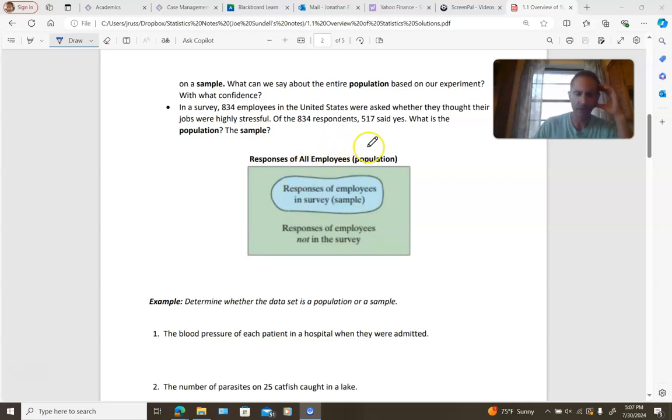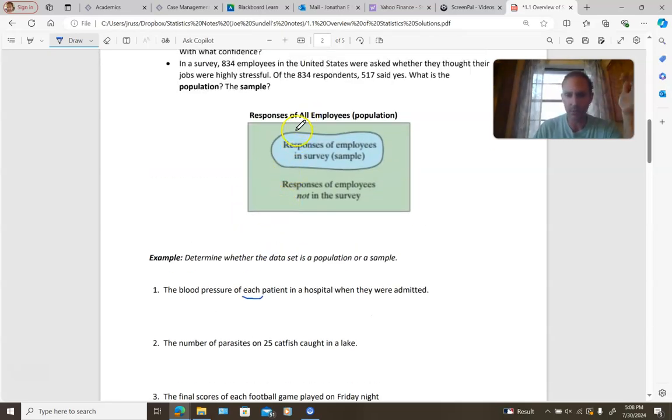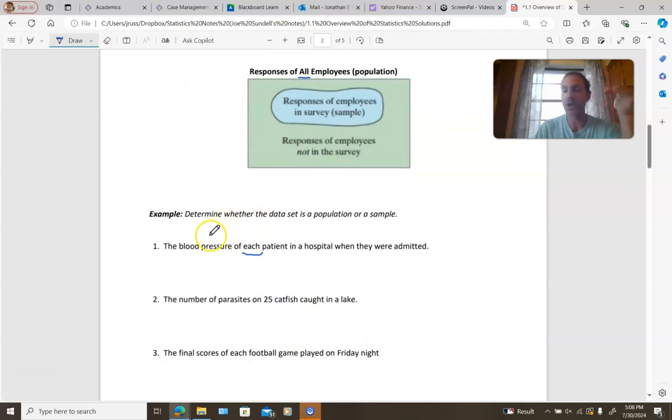All right. So let's look at some examples now. It says, determine whether the data set is that of a population or of a sample. So it says the blood pressure of each patient in a hospital when they were admitted. All right, so the key here, guys, is this word, each. Anytime you see the word each or every or all, like in this previous example, that indicates that we're talking about a population, okay? So the population in this example is the blood pressure of all the patients that are in this hospital, okay?